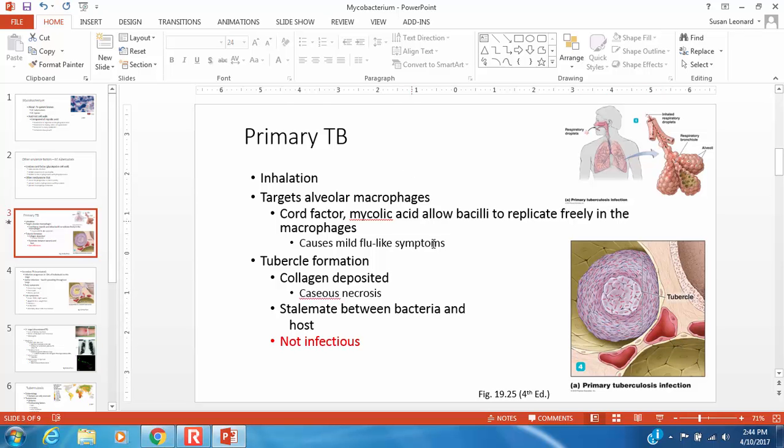This is considered primary TB. The patient can have these tubercles for years and years and years, and nothing may change. The patient could have these for the rest of their life.